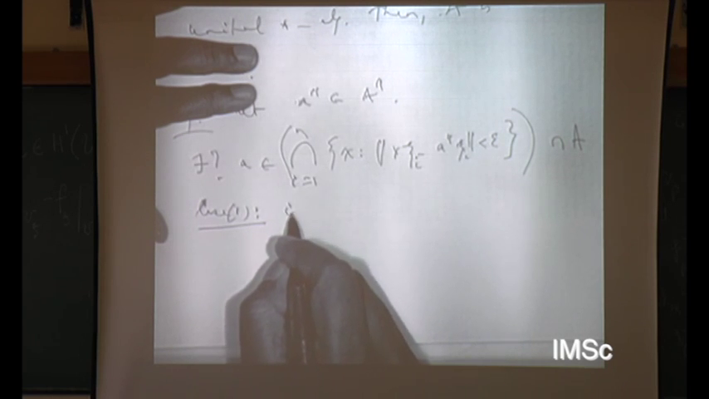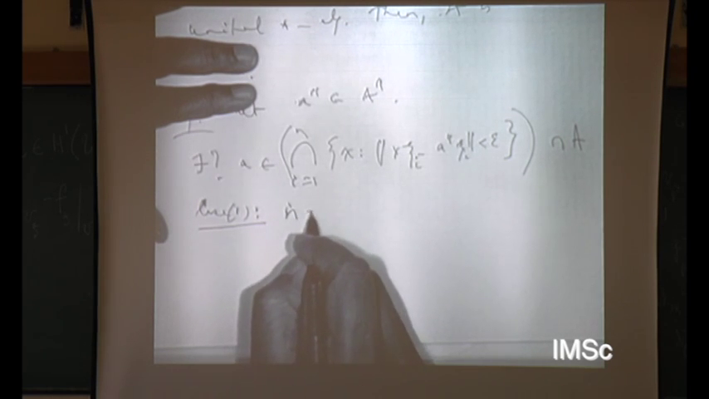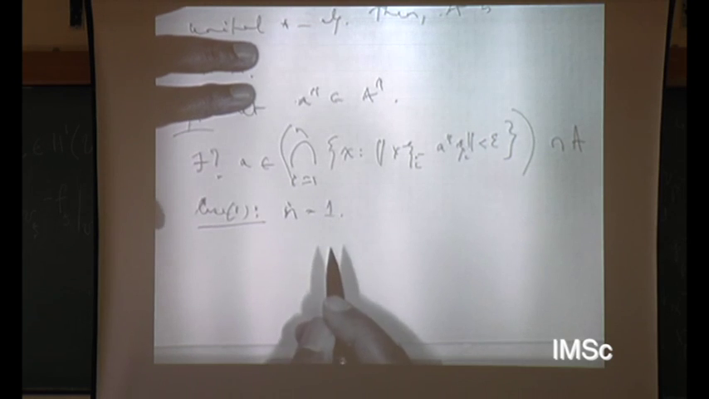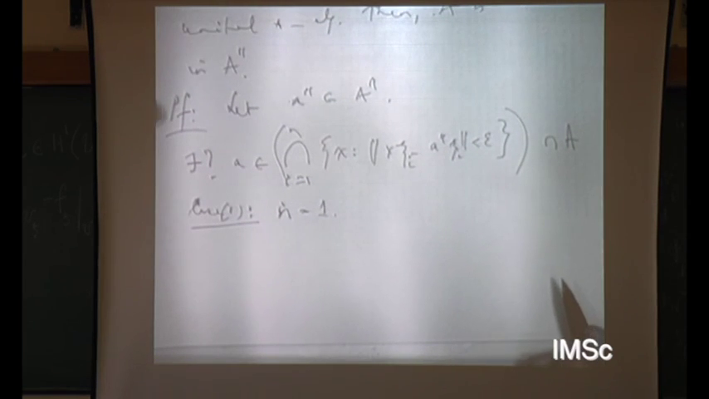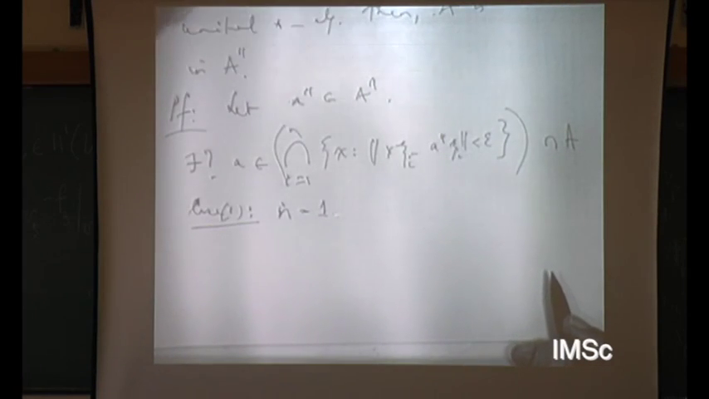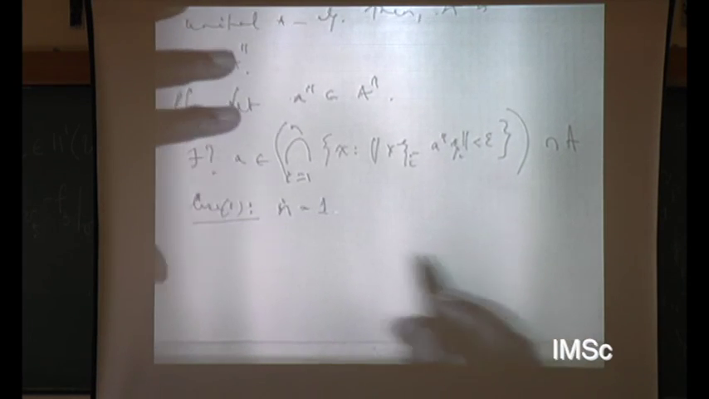I assume that n equals 1. Let's first do that case. At least in the subbasic open neighborhood, let's find something. So what does that mean?